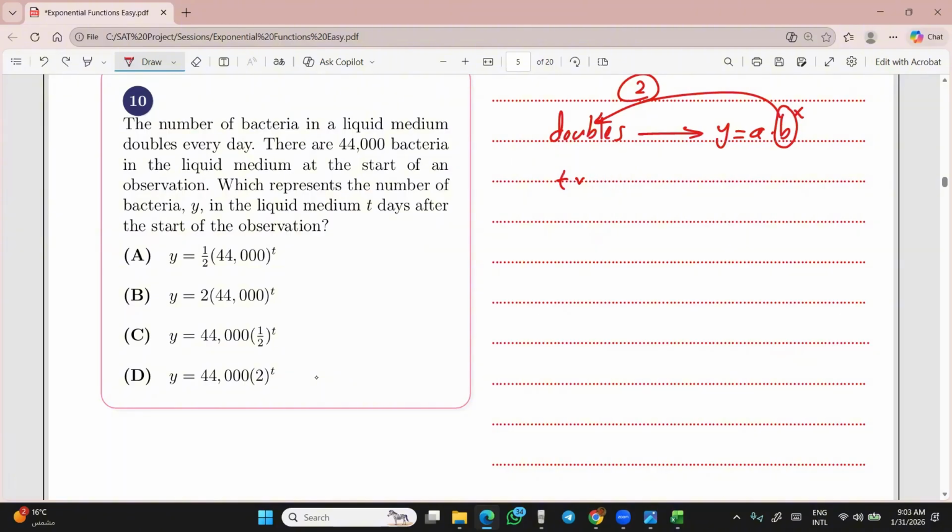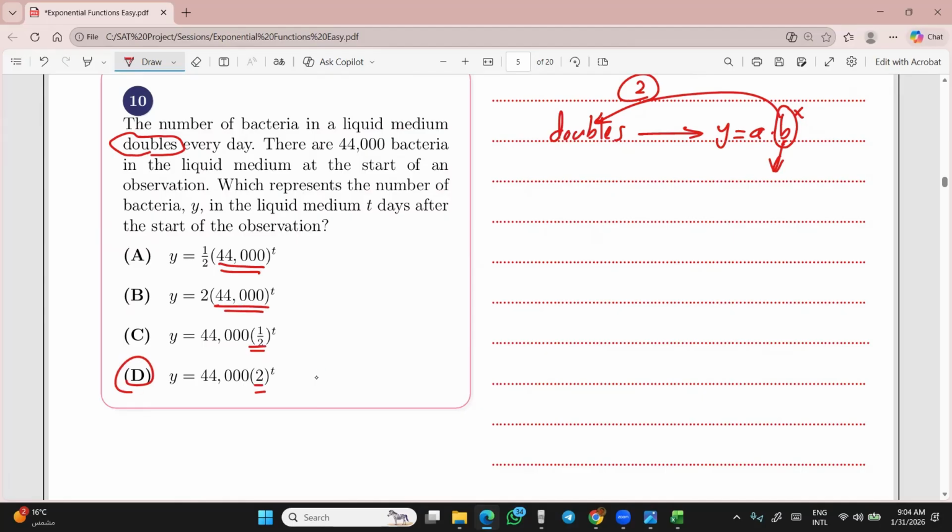So we are focusing on the word double. So this number between the parentheses should be 2. Should be 2 for the sake of this word. Doubles every year. So this number between the parentheses should be 2, which is the only answer here, letter D.